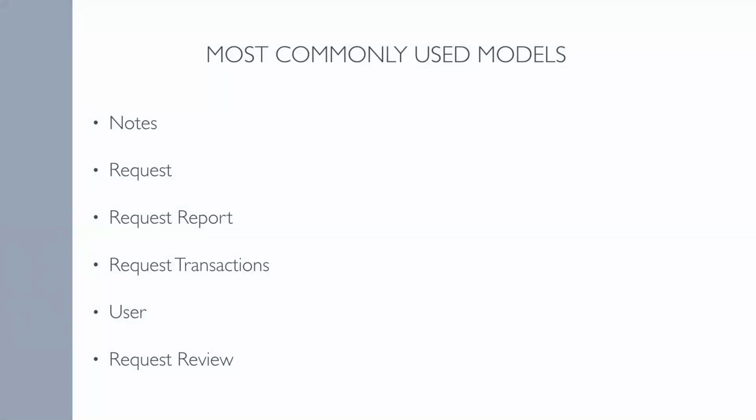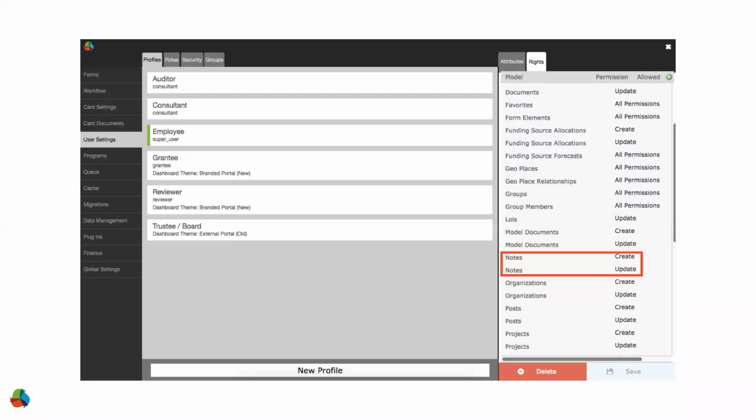The most commonly used model types are notes, request, request report, request transactions, user, and request review. Most model types are tied to cards that are easily accessed from the Add Cards menu, while some models are tied to pieces of functionality that are built into other models. A good example of the latter is the Notes model.